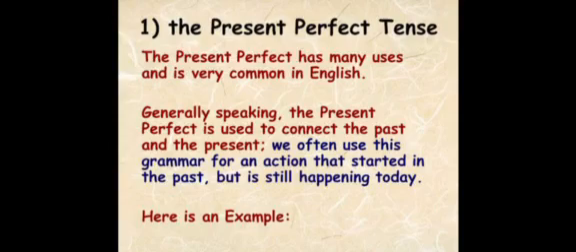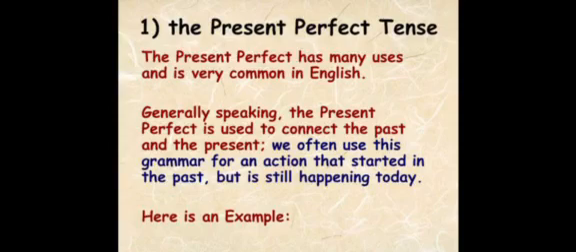In the second example, they have left for their vacation. We have the verb have, and left, which is an irregular verb, the past participle of the verb leave. So leave is left. The past participle of the verb to leave is left. So the whole sentence: they have left for the vacation.